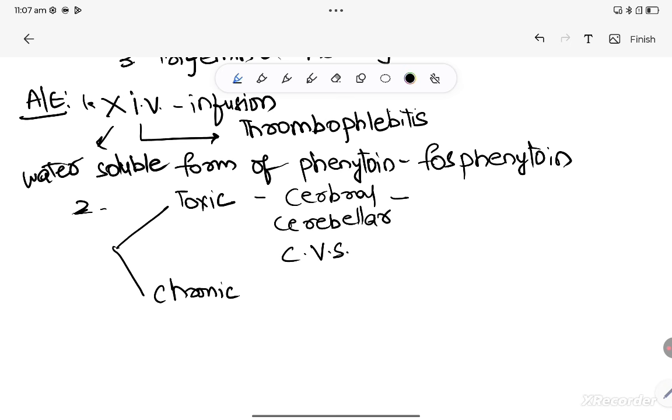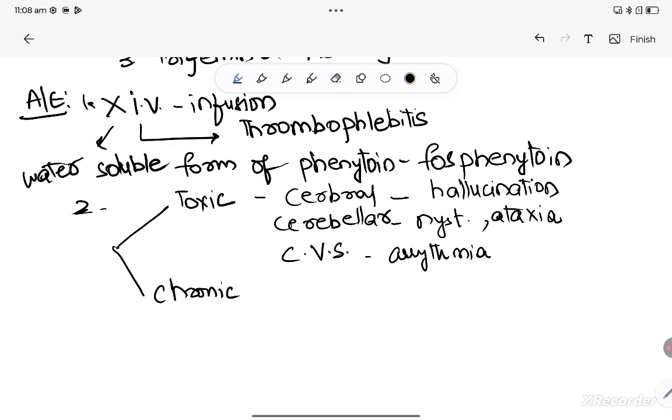With respect to cerebral toxicity, hallucinations and the like can occur. With respect to cerebellar toxicity, nystagmus and ataxia can happen. And with respect to cardiovascular toxicity, it itself induces arrhythmias, mainly bradyarrhythmias. Now, on chronic usage, phenytoin causes gum hypertrophy, mainly because of collagen hyperproliferation, and the second one is hirsutism.